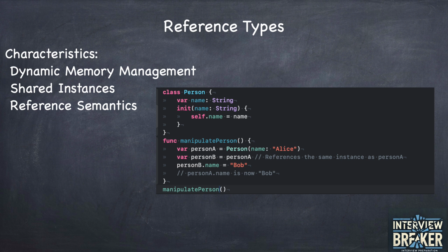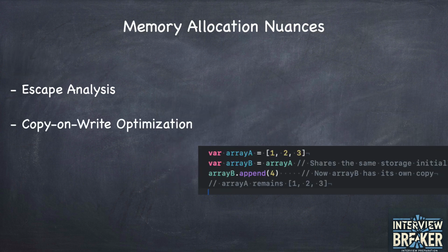Shared instances. Multiple variables can reference the same instance. Reference semantics. Assigning a reference type to a new variable or passing it to a function shares the same instance. Here in that example, changing person B name also changes person A name because both variables reference the same instance. Memory allocation nuances. While the general rule is that value types are stored on the stack and reference types on the heap, in practice, the Swift compiler performs optimizations that might blur these lines.